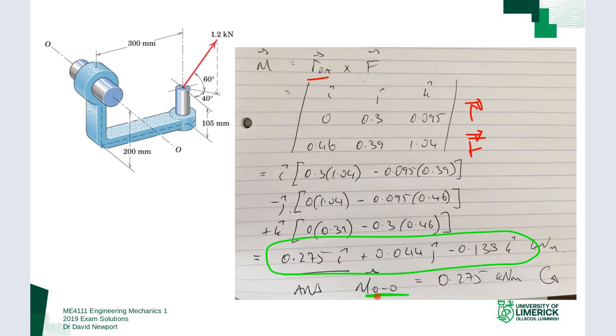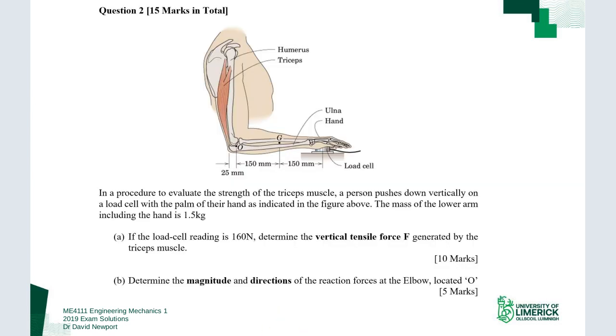Now, my answer here is written as M_O is 0.275 kilonewtons anti-clockwise. So you can see that I've picked out the i hat term, because what I'm after is the moment about the i hat axis, about the x axis. So this gives me the moment about that. So I just pull that out, and that gives me my answer. So again, pretty straightforward stuff, same kind of stuff that we're doing in the tutorial sheets.